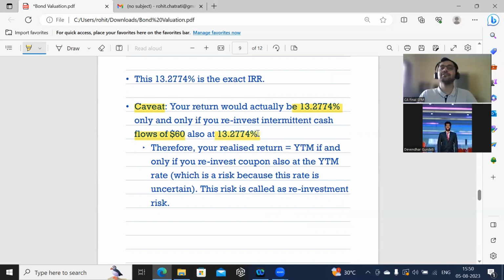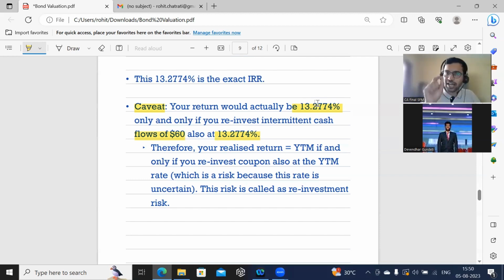I'm repeating myself. Let us say you have bought this bond at $970. You have received a coupon of $120 after year one. If you take those $120 and keep it in your pocket, it's going to earn 0% return. In that case, your actual real return will not be 13.27.